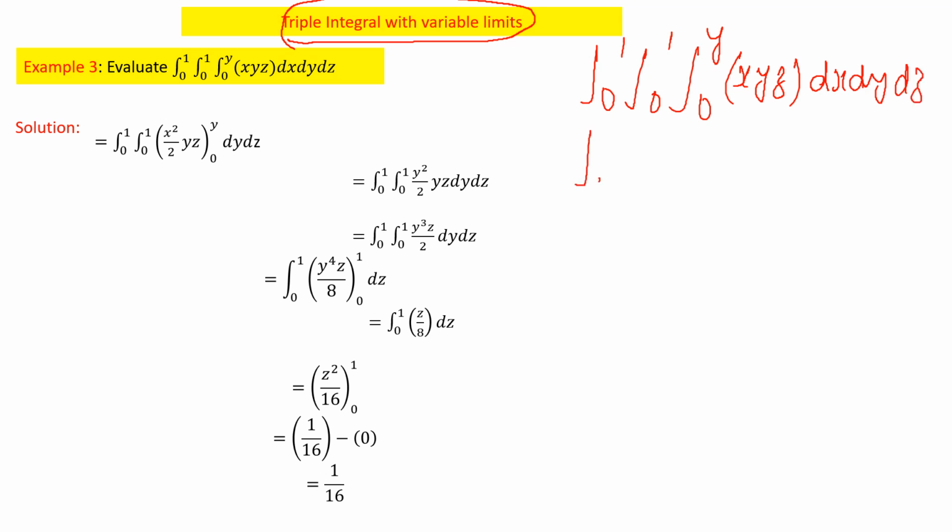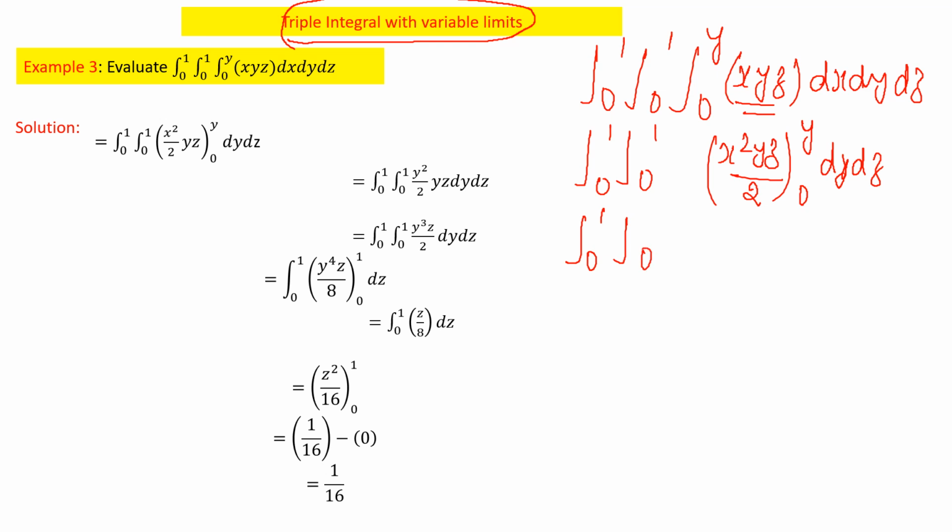So as usual, let us keep the outside integration as it is. Integrate this function with respect to x. So we have x squared yz divided by 2. And I have to replace the upper limit as y, lower limit as 0, then dy dz. So this will become 0 to 1, 0 to 1. If I substitute x equal to y, I will get y power 3 z divided by 2. When I substitute 0, this will become 0. So we have only y power 3 z by 2.